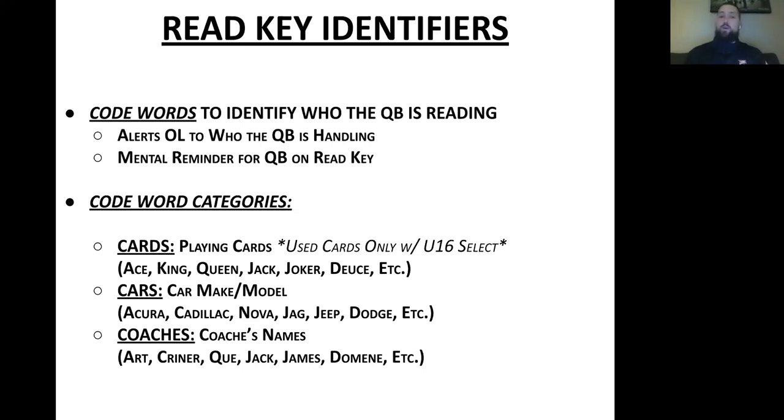So we use 3 categories of code words. We use playing cards, right? And this is the only family we use with U16. Again, we had 15-year-old freshmen in high school and 6 practices. So we used ace, king, queen, jack, joker, deuce, right? Those all mean something. Now we can go cars, right? Acura, Cadillac, Nova, Jag, Jeep, Dodge, right? And we can do coaches, Art, Kreiner, Q, Jack, James, Domini, right? We can do all this, right? And so we just code it up.